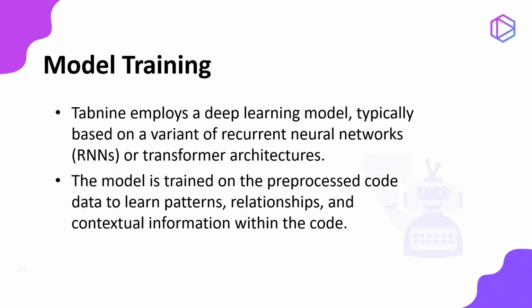Model training. Tabnine employs a deep learning model, typically based on a variant of recurrent neural networks, RNNs, and transformer architectures. The model is trained on pre-processed code data to learn patterns, relationships and contextual information within the code. Once the model is trained, these patterns are used to respond accordingly, and your requirements and suggestions will be provided by Tabnine AI.